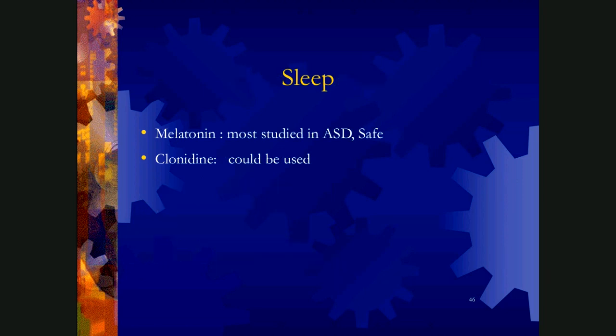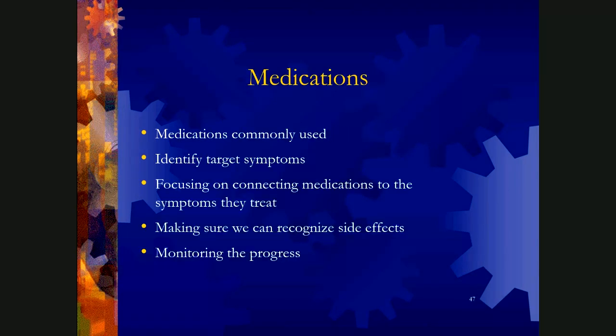Sleep is a major symptom in ASD, and melatonin is the most studied medication for ASD. It's safe. It's used. Better to use it in small doses than in high doses. Some people think, if my child can't sleep, I'll give him a higher dose. No. Clonidine is another medicine that is used for sleep onset, and it's very helpful.